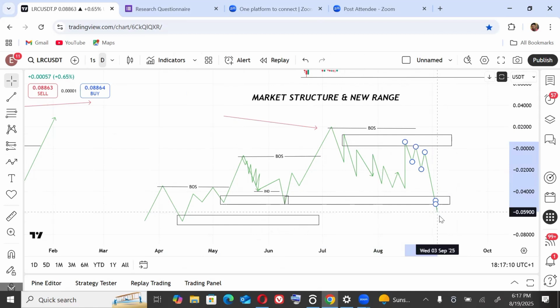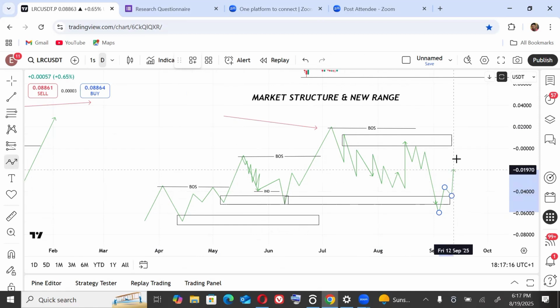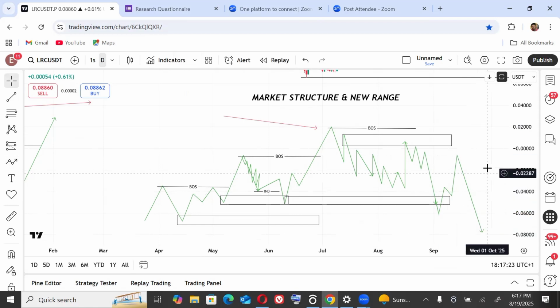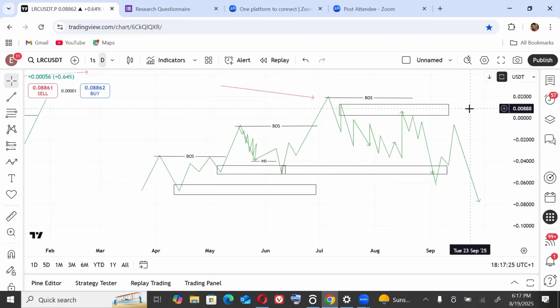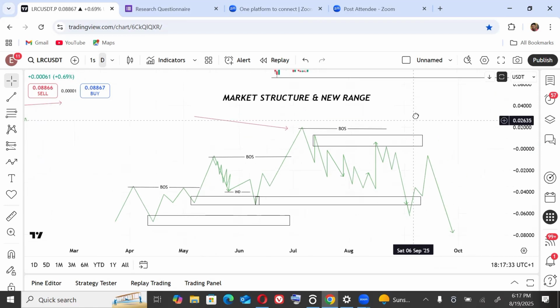So ultimately, we now start what? Selling. We start selling from there. Sell from this last supply, and then all the way to the downside. So this is how market structure works. This is how valid market structure works using the range theory. Okay, you must have a new range.